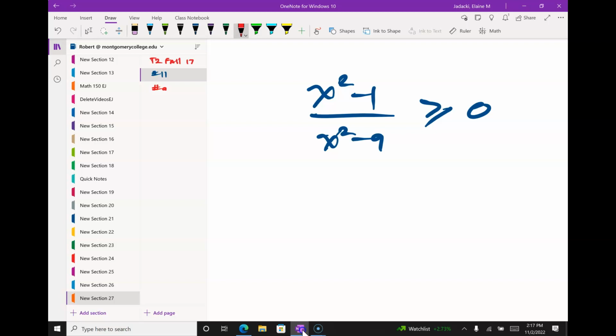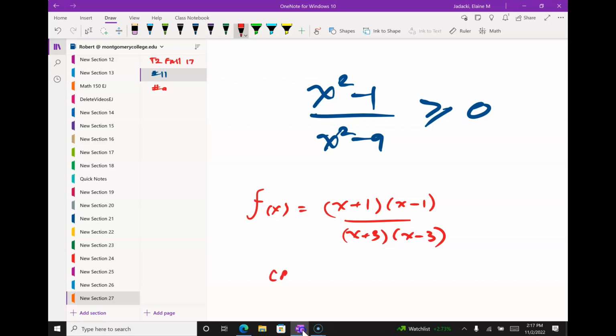I want to factor f of x first. Oh, my pen's back alive. x plus 1 and x minus 1 is upstairs. Downstairs is x plus 3, x minus 3. Factor, yes? Critical values. What are they?